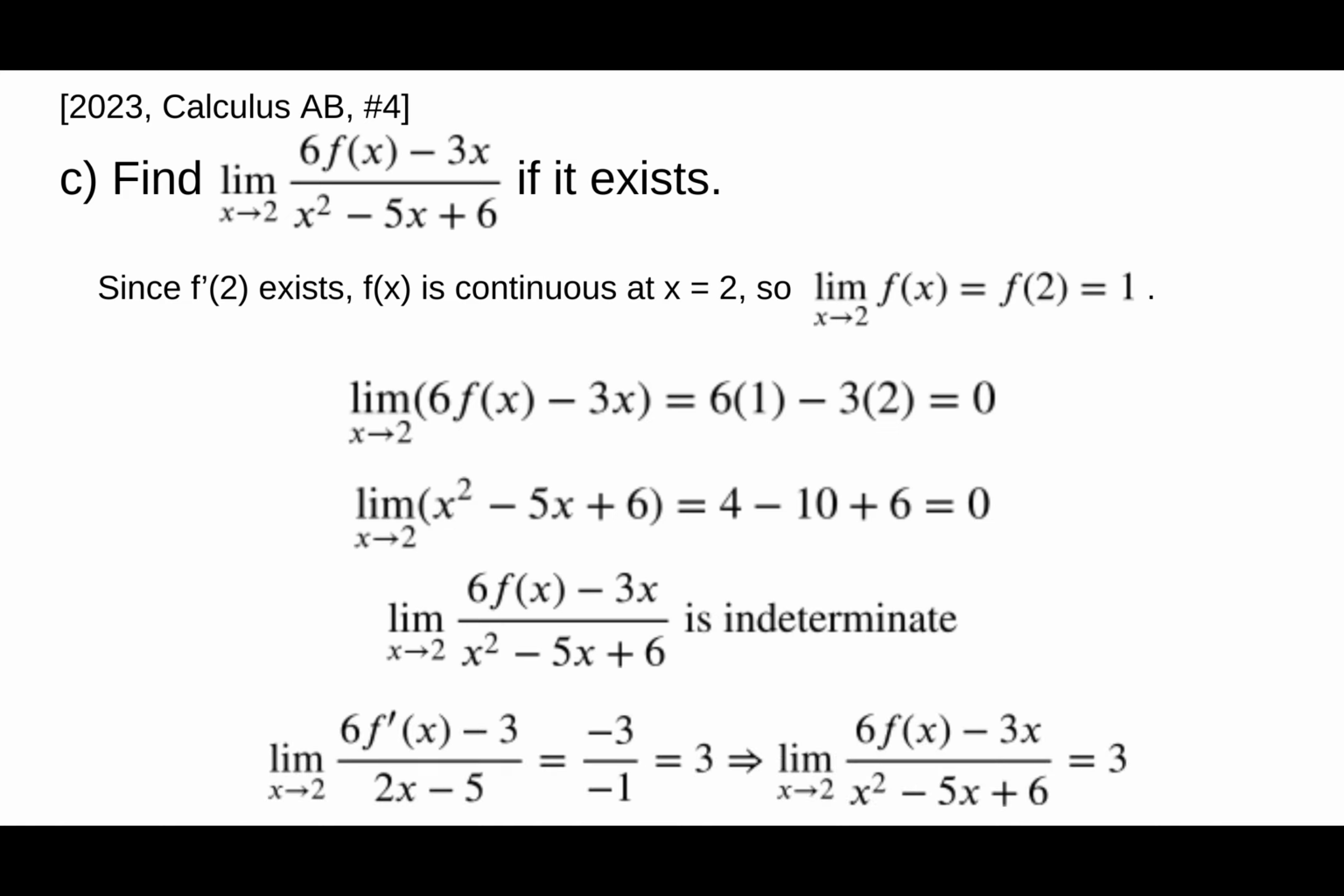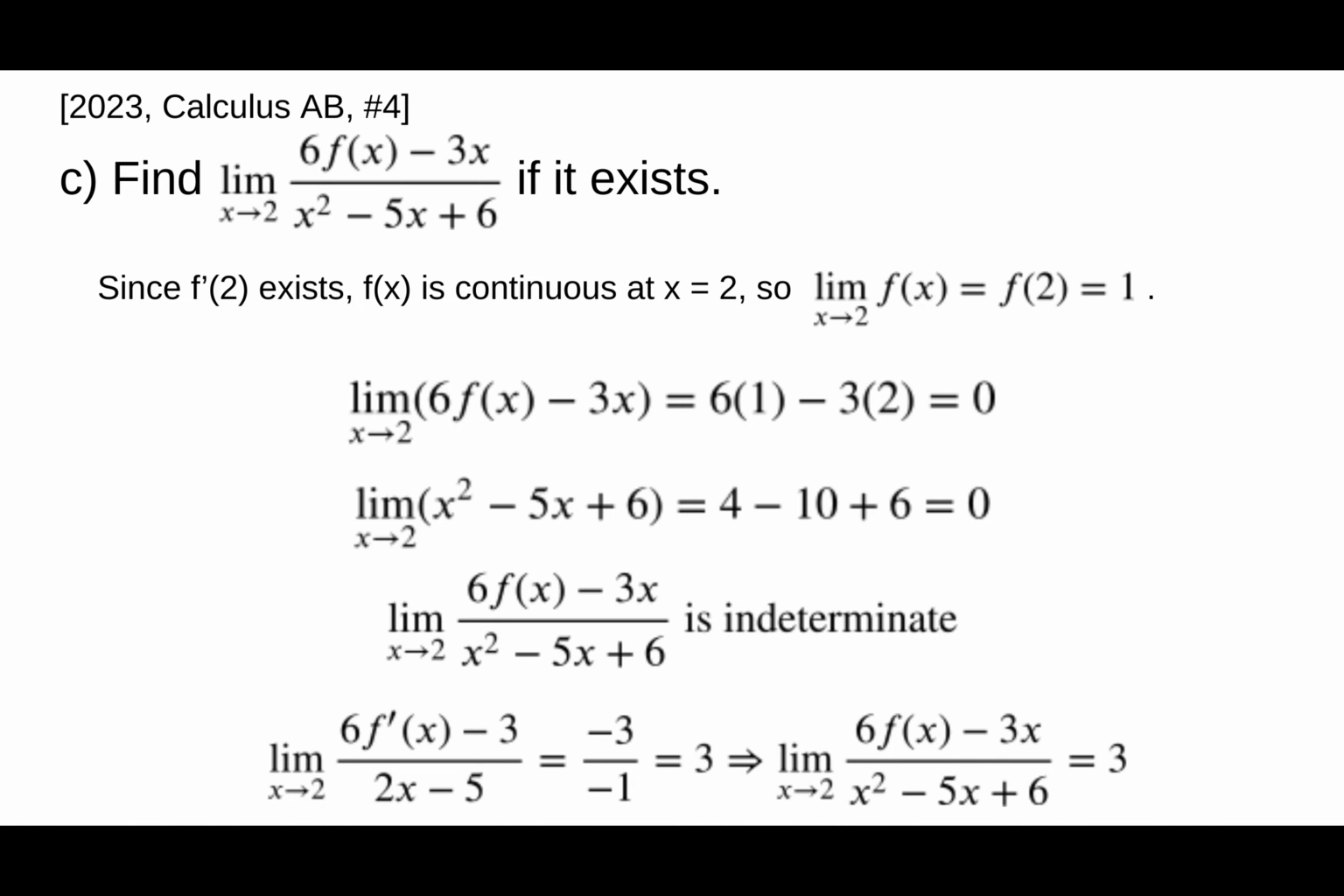If I take the derivative, the limit as x approaches 2 of 6f prime of x minus 3 over 2x minus 5, at x equals 2, if I plug those values in for x, the derivative at x equals 2 of f is 0. So my numerator is just negative 3, and if I plug in 2 for x in the denominator, I get negative 1, so that becomes positive 3, which implies that the limit as x approaches 2 of the original expression, 6f of x minus 3x, all over x squared minus 5x plus 6, is also 3.